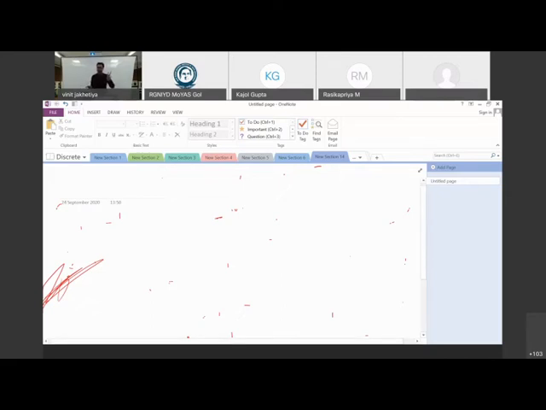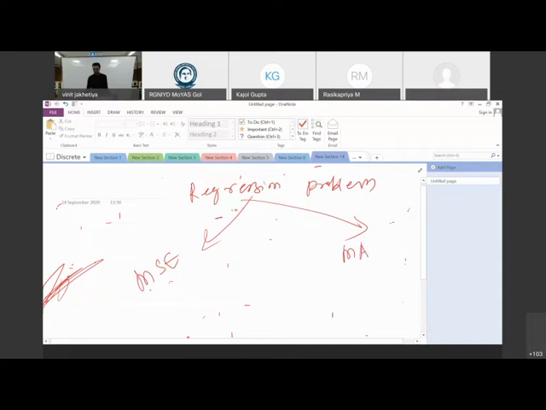Generally we have two different methods to do this for a regression problem. One is the mean square error. Another one is MAE. MSE means mean square error. MAE means mean absolute error.